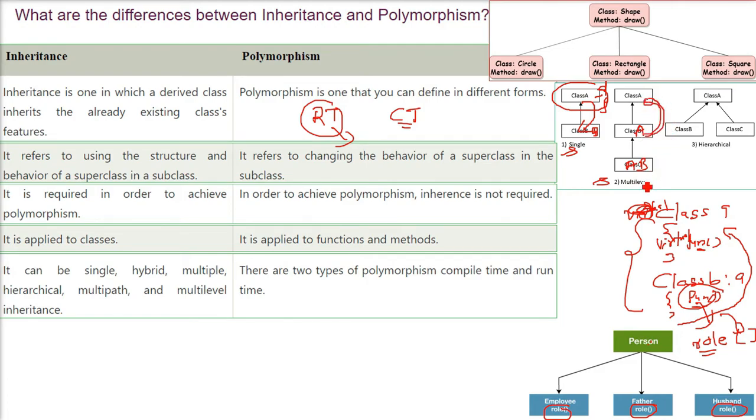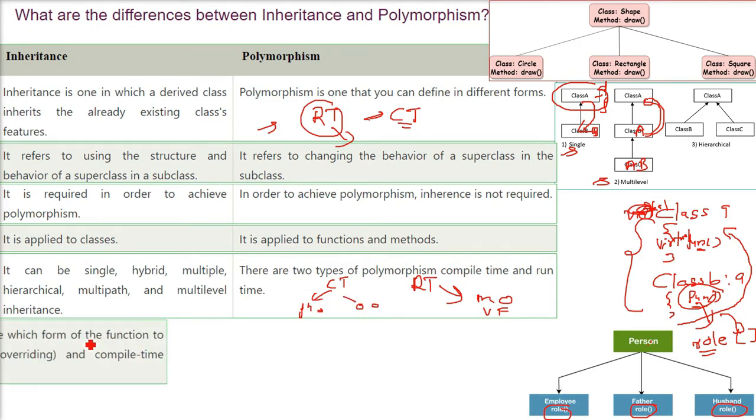I'm just explaining to you: this is the multi-level kind, and we have hierarchical also. For polymorphism, there are two types, as I just discussed: runtime and compile time. Runtime is also called late binding. Compile time is also called early binding. So compile time, you can implement using function overloading or operator overloading.